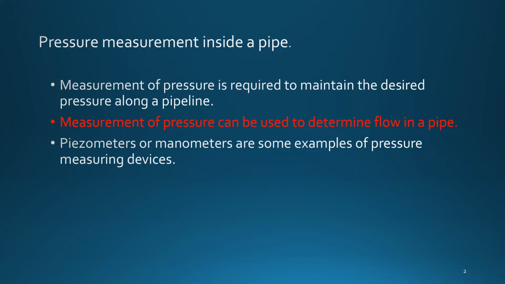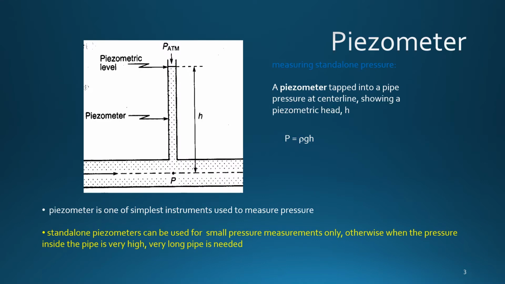It can also be used to determine flow in the pipe. So once we know the pressure, using different equations, we can convert the pressure in terms of flow. And to measure the pressure, there are different equipment. The piezometers and manometers are some of the examples of pressure measuring devices. Now, let's talk about these devices briefly.